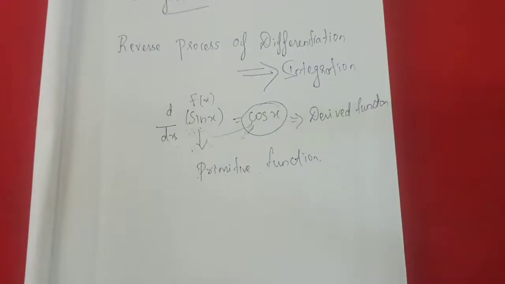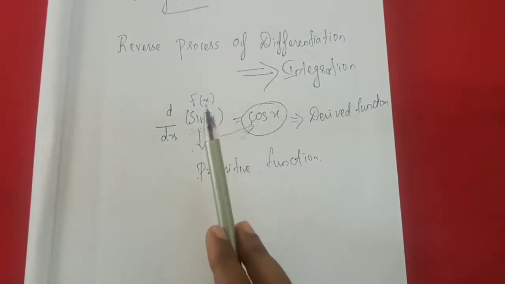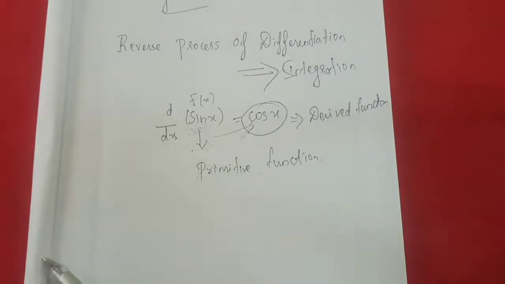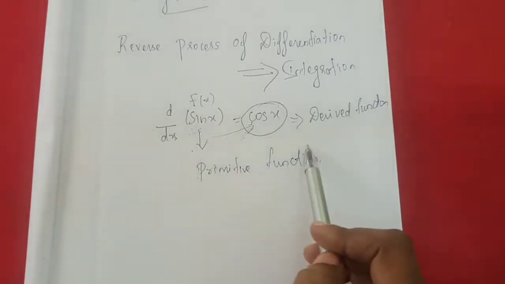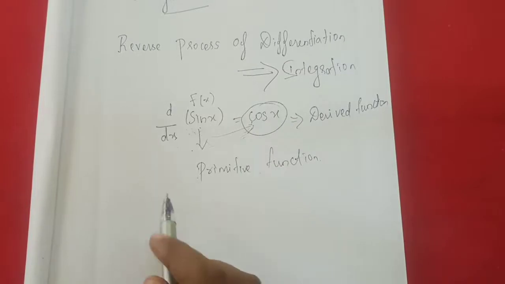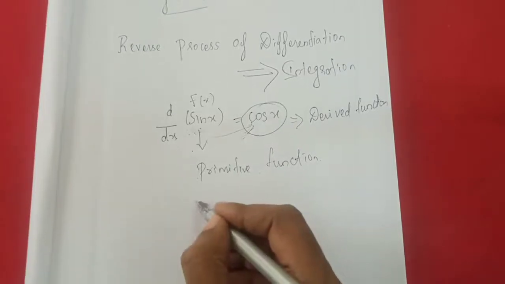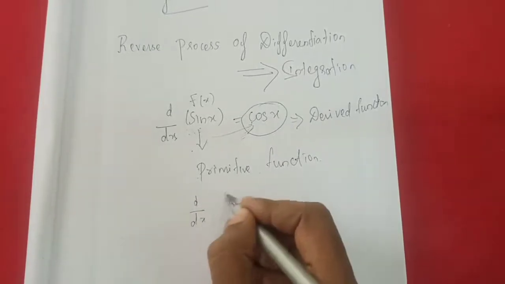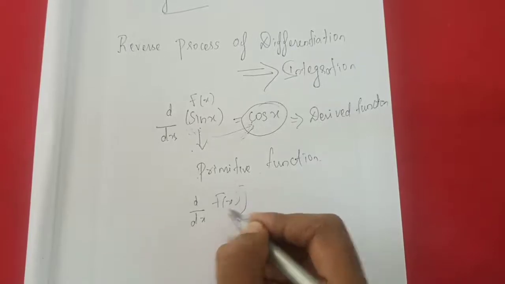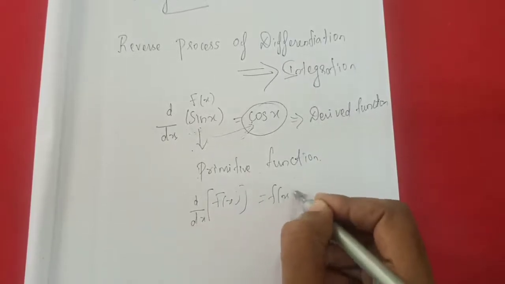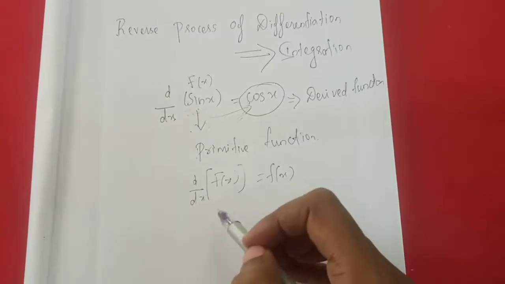Okay, so that's a definition for that. What do you mean by primitive function? That is, this capital F of x is said to be the primitive function of the derived function small f of x if d by dx of capital F of x is equal to small f of x. Understand, students? Now this is a general form.